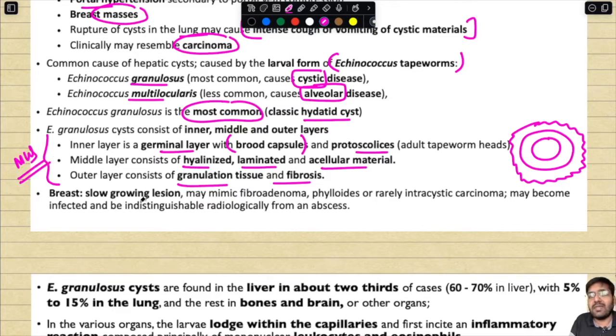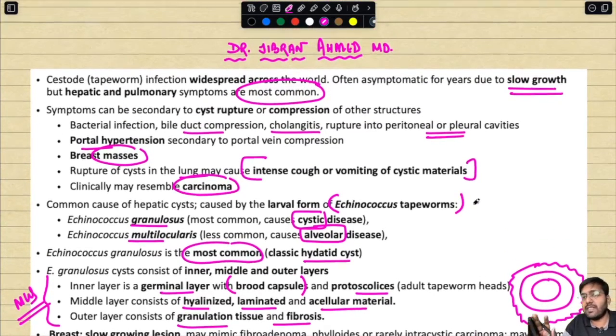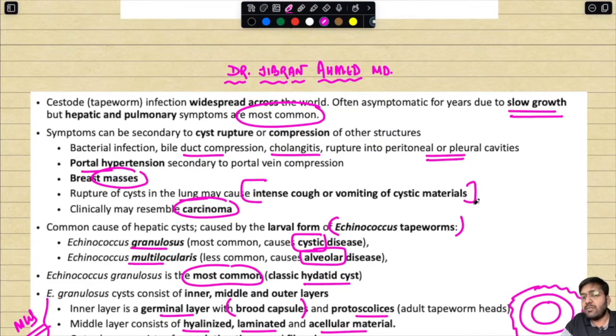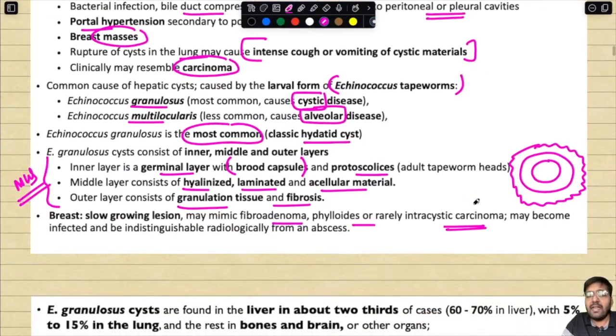In the breast, they present as a slow growing lesion, may mimic fibroadenoma, phyllodes or rarely intracystic carcinoma, and may become infected and be indistinguishable radiologically from an abscess. Okay, so I hope this is very, very clear. What are the basic clinical features? Which species are involving mainly the liver, which species are involving the alveoli, and we have also seen which is the most common cause of the classic hydatid cyst. It is the Echinococcus granulosus and it is the most common cause.